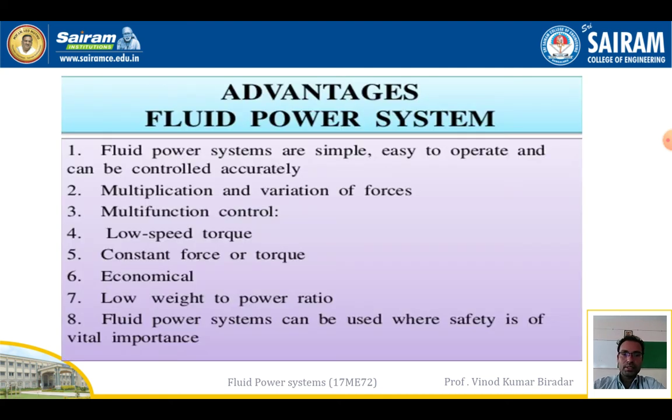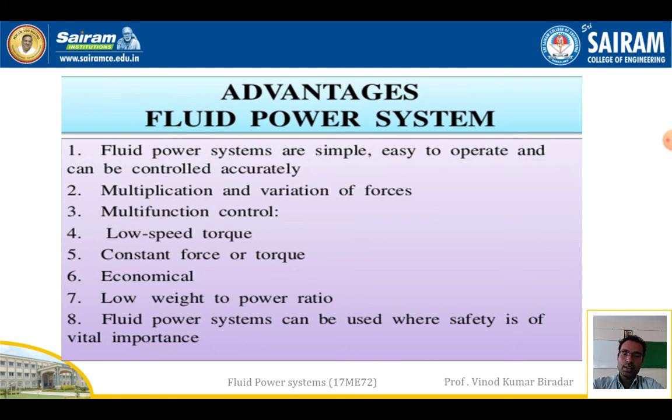Next, what are the main advantages of using a fluid power system, that is, a hydraulic power system? Fluid power systems are very simple, easy to operate, and can be controlled accurately. The second advantage is that multiplication and variation of forces can be calculated easily. The third is multifunctional control, we can control at any stage of the hydraulic power system. Next is low speed torque, we can generate as much torque as we want.